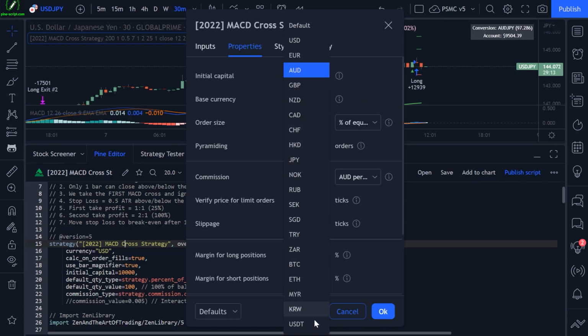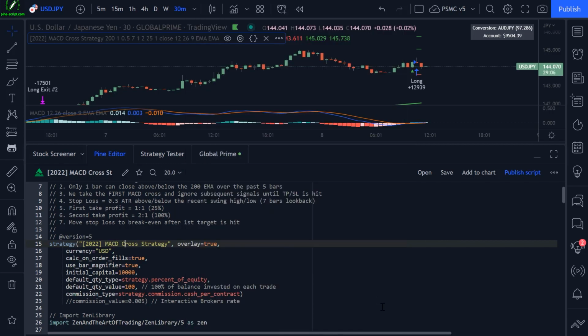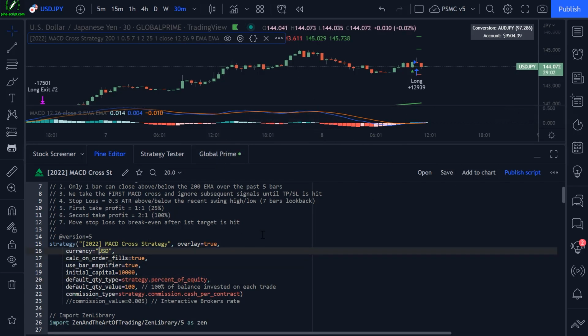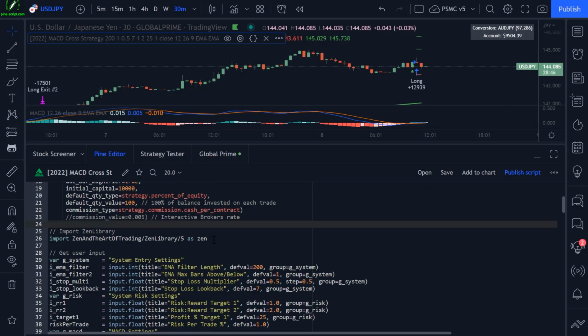If you want to be trading in one of these currency pairs or base currencies, sorry, put that into your currency. For me, I mostly trade US dollars, but my discretionary account is in Aussie dollars. So I would put AUD here if I was testing strategies with Australian dollars as my base currency. But for now, I'll leave this as US dollars.